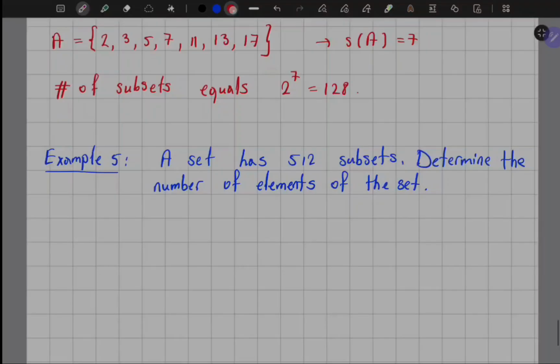Okay, in our example, it says that the set has 512 subsets. Determine the number of elements of the set. We write the number of subsets as 2 to the n. It's given as 512. 2 to the n equals 512. Since 512 is 2 to the 9, we know that n equals 9. Hence, the set contains 9 elements.